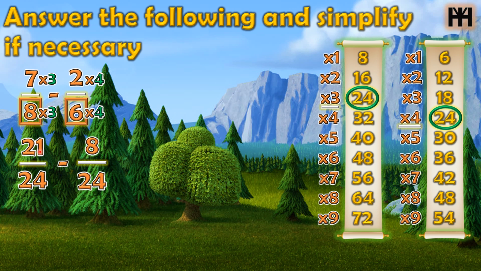Okay, so 21 over 24 minus 8 over 24. So it's 21 minus 8 over 24. So it's 13 over 24.